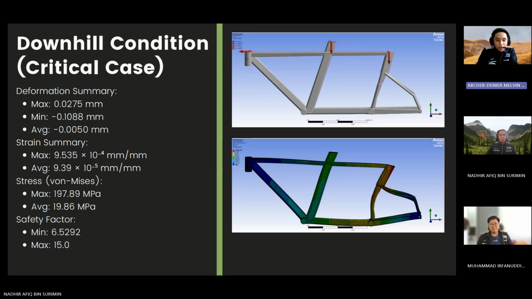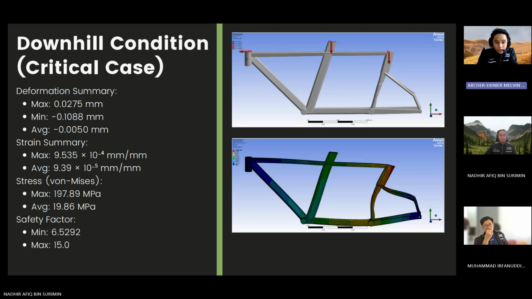0.0275 millimeter, and the minimum deformation is negative 0.1088 millimeters, with an average of negative 0.0050 millimeter. And for the strain, of course, we get the maximum 9.535 times 10 to the power of negative 4 millimeters, with an average of 9.39 times 10 to the power of negative 5 millimeters.